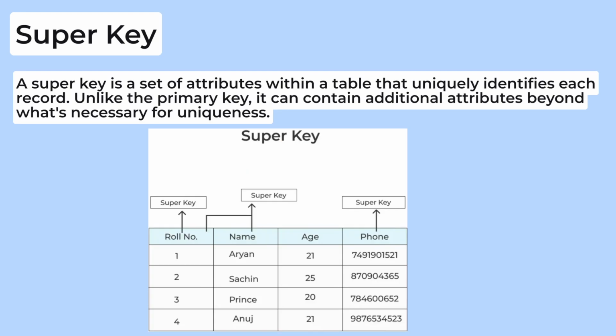Next, let's understand superkeys. A superkey is a set of attributes within a table that uniquely identifies each record. Unlike the primary key, it can contain additional attributes beyond what's necessary for uniqueness.